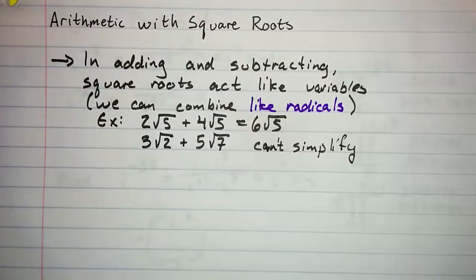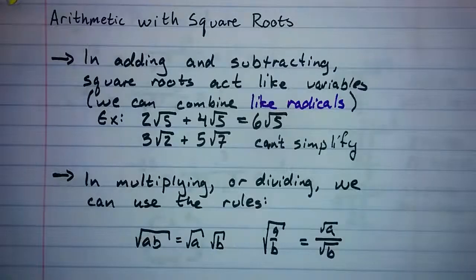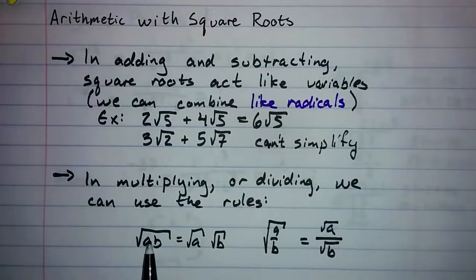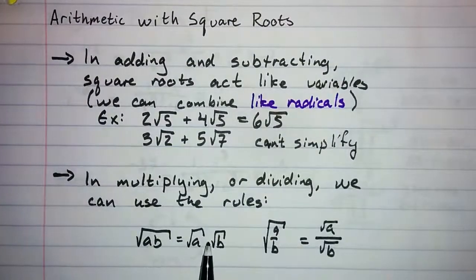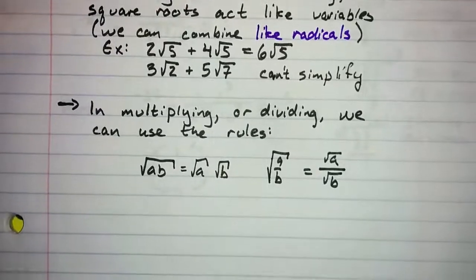Multiplication and division is a little bit nicer. In multiplying or dividing, we can use the fact that multiplying and then taking the square root is the same as taking the square root and then multiplying. Dividing and then taking the square root is the same as taking the square root and then dividing.